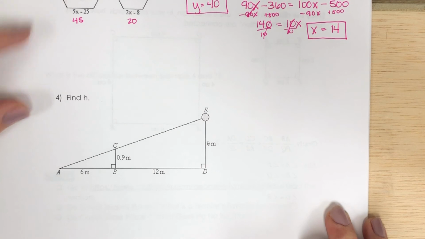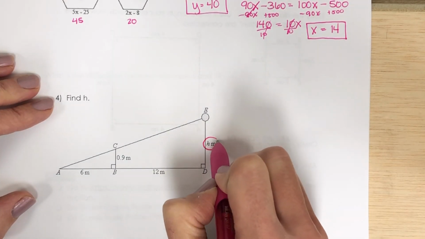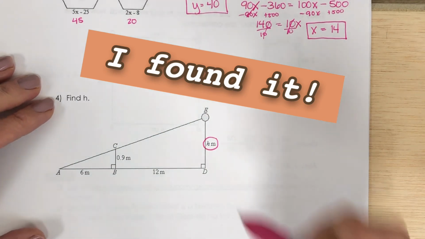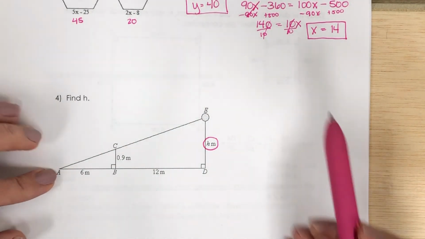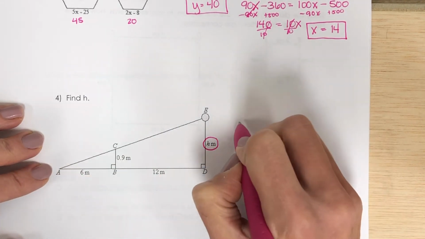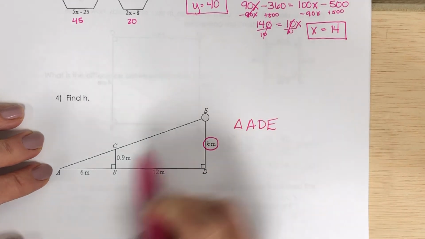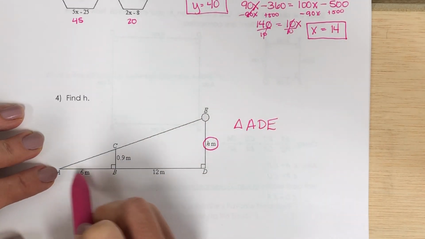Example 4, find h. Oh, h is right here. Ah, I found it. That's not what we mean. Let's take a look. We have some triangles. I have this triangle ADE, so triangle ADE. And then I have this smaller one inside.